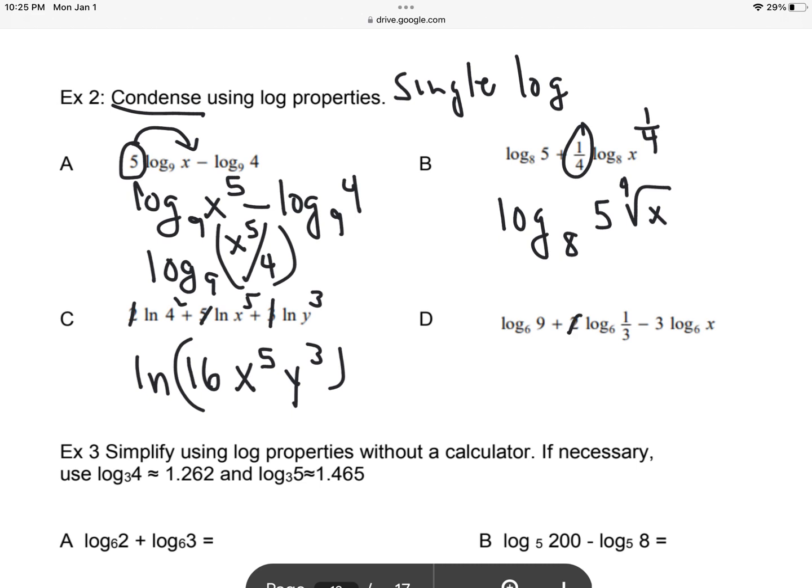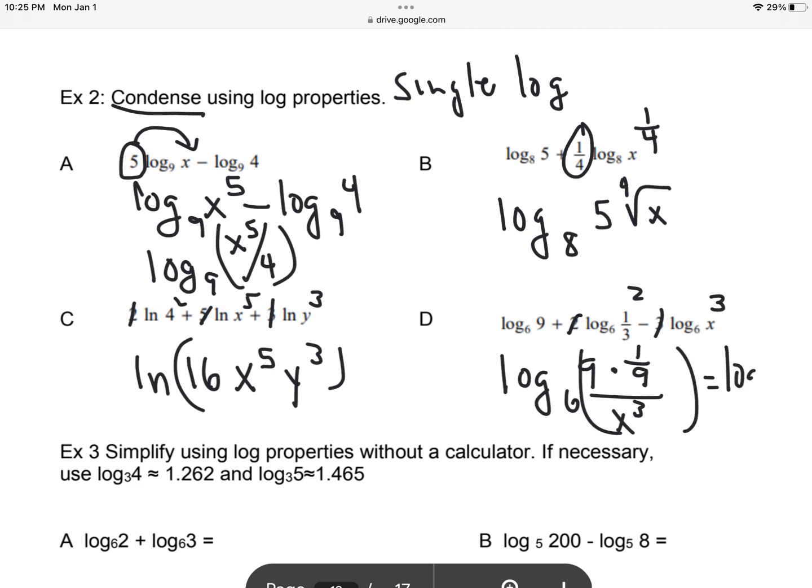Next one, I can move that 2 up and move that 3 up. So now I've got the log of 9 times 1/3 squared, which is 1/9. And I'm going to divide that all by x to the 3rd. Now 9 times 1/9 is just 1, so I really just have the log of 1 over x to the 3rd, base 6.